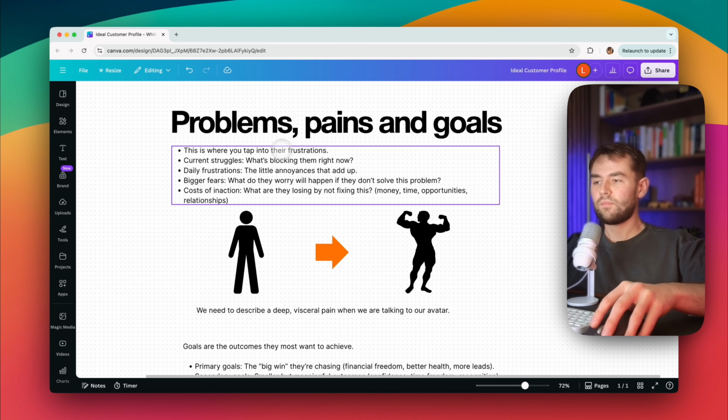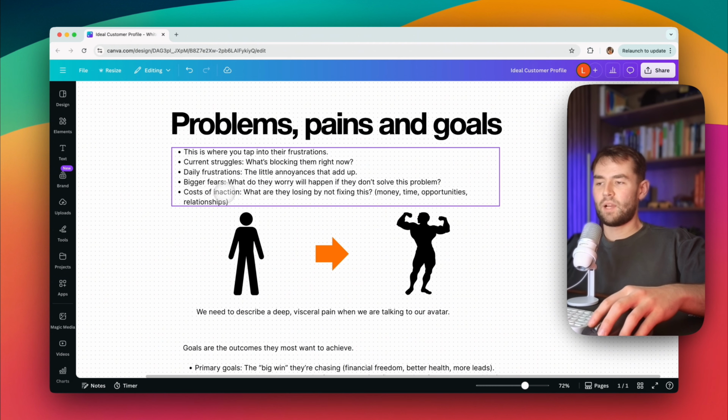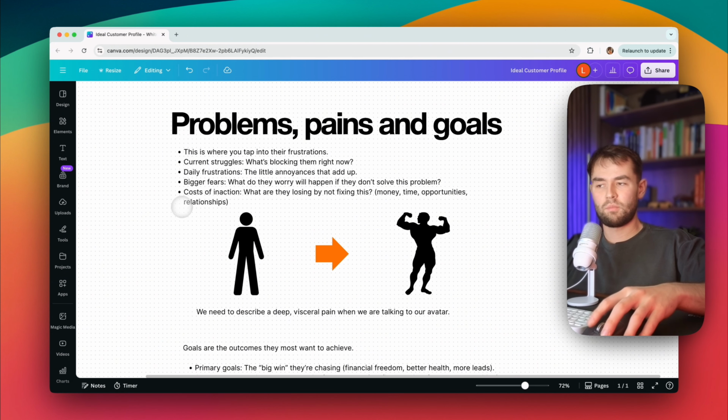So first of all, looking at their problems and pains, we're tapping into their frustrations. What are their current struggles? What's blocking them right now from being where they want to be? And what are the daily frustrations that they're feeling? The little annoyances that are adding up. They might have bigger fears, so what are they going to worry is going to happen if they don't solve this problem? And what are actually the costs of inaction? So what are they losing by not fixing this?